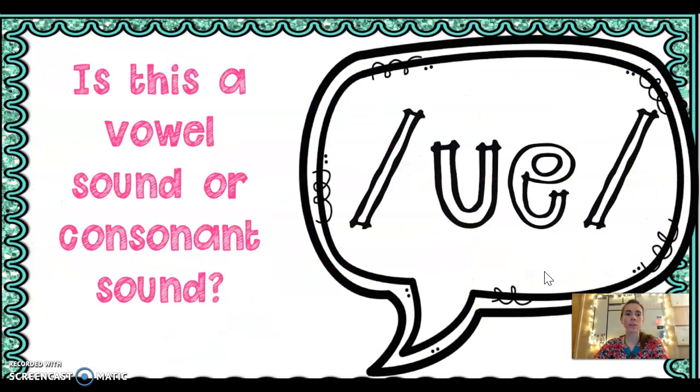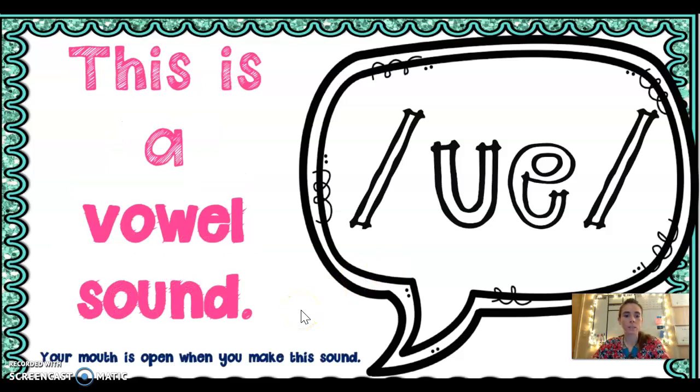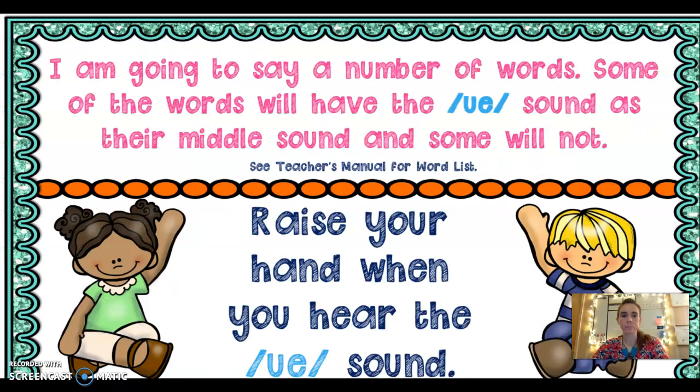This is a vowel sound. Is this a vowel sound or a consonant sound? Remember our 5 vowels, A, E, I, O, U. I see 2 vowels, a U and an E, so it must be a very good vowel sound. This is a vowel sound. Your mouth is open when you make this sound.